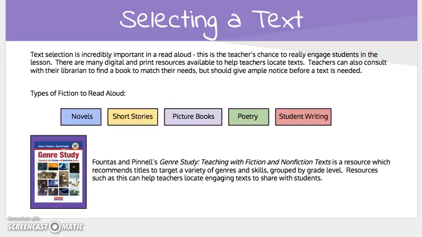I also put this resource at the bottom, the Genre Study by Fountas and Pinnell. This is a great resource for finding books to go with different skills. At the back of this book, they have a big appendix that has, by grade level, different titles that match with different genres, and so that's helpful when you're planning.